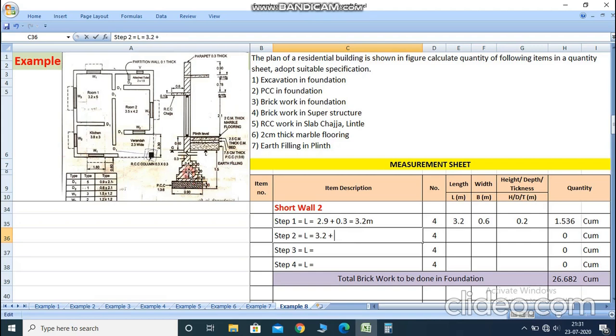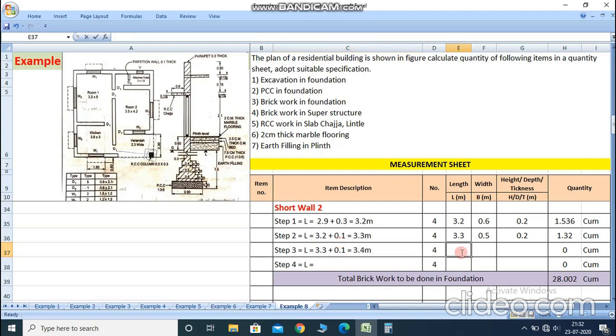Now we calculate for step 2. The length is 3.2 plus the difference between 0.6 and 0.5, where 0.5 is the step 2 width. The difference is 0.1, so 0.1 added gives 3.3 meter. So the length is 3.3 meter, width is 0.5 and thickness is 0.2. Then we calculate the third step length, which has 0.4 meter width. So 3.3 plus 0.1, where 0.1 is the difference of 0.5 and 0.4, gives 3.4 meter as the length.